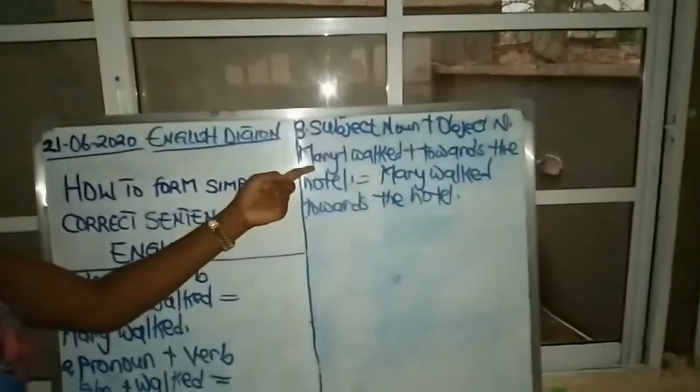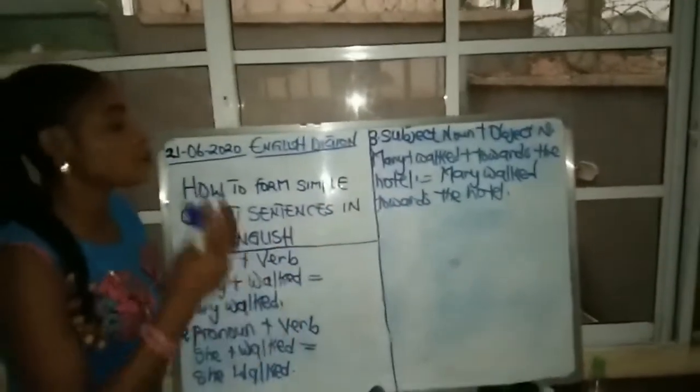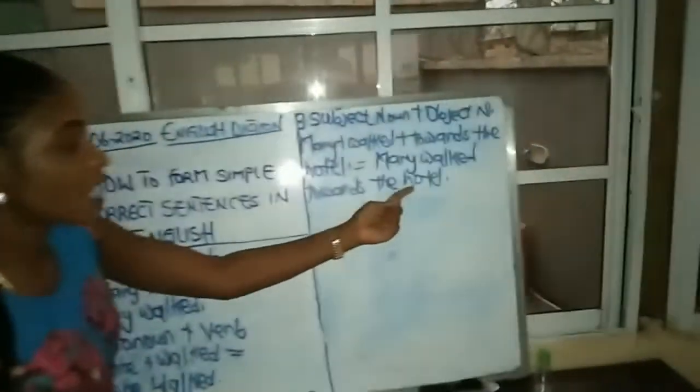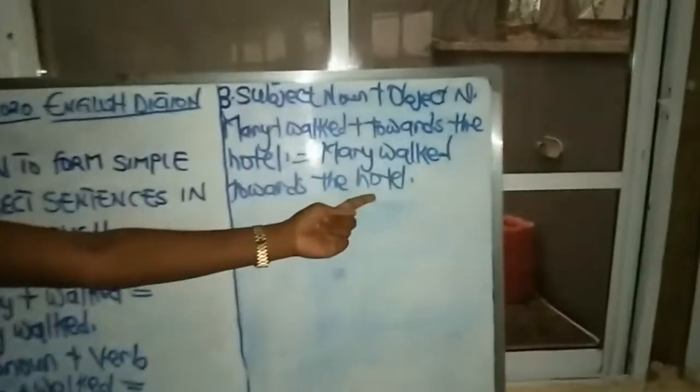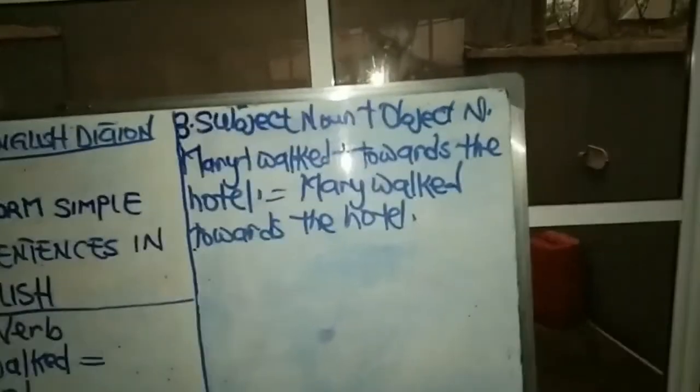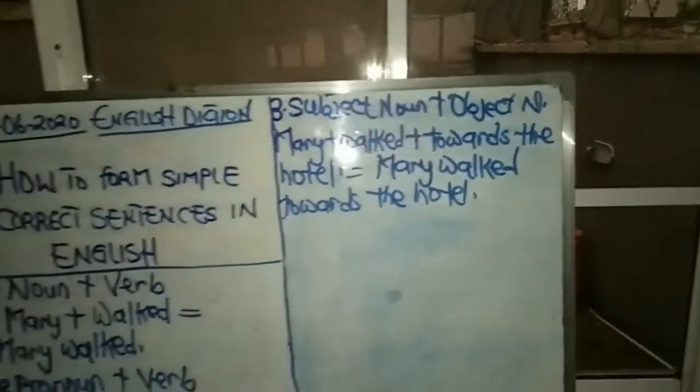Mary in this sentence is the subject noun. Why is it the subject noun? It is because it is the person or thing that performs the action of walking. Why is the word hotel the object noun? Because it is the person or thing towards which the action is being directed.